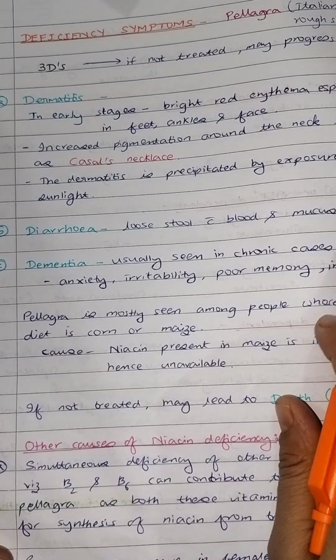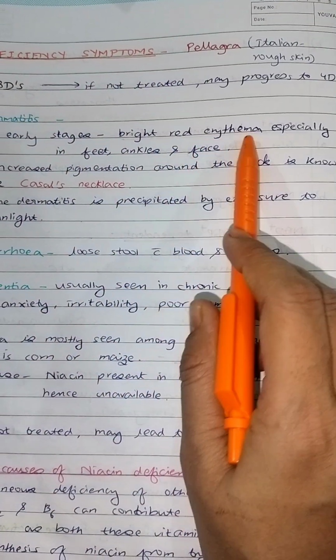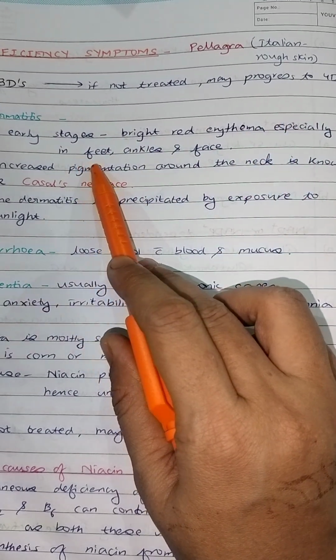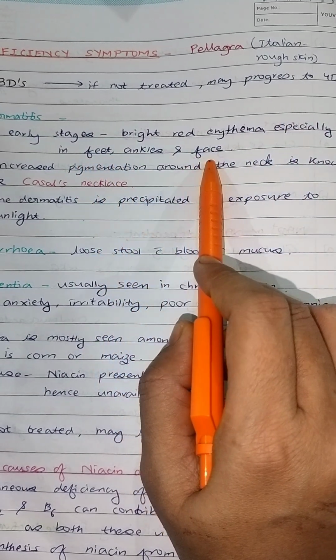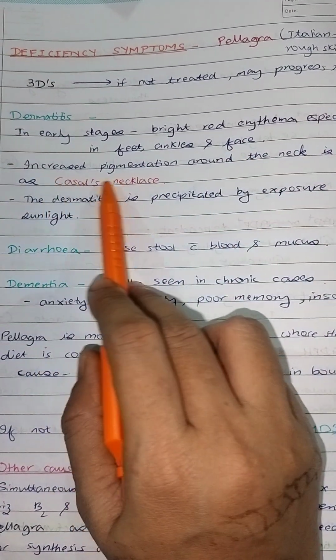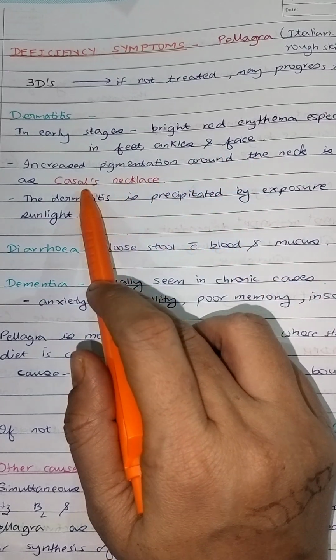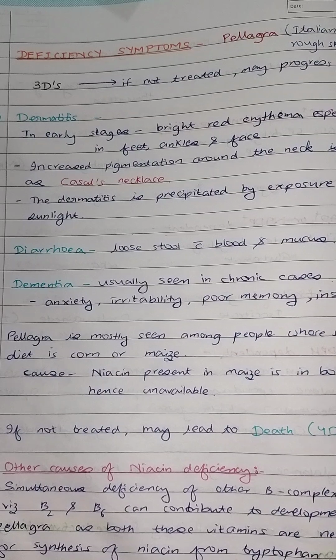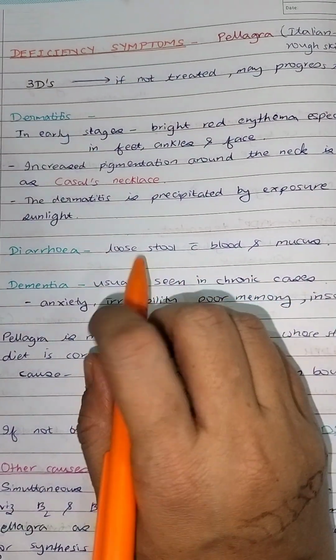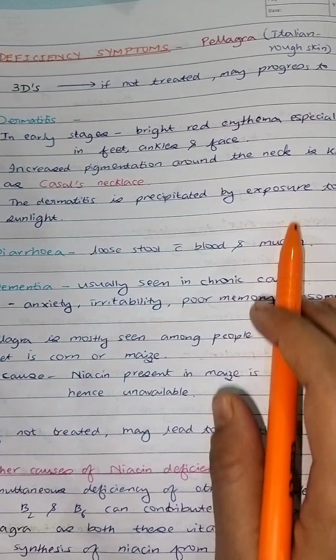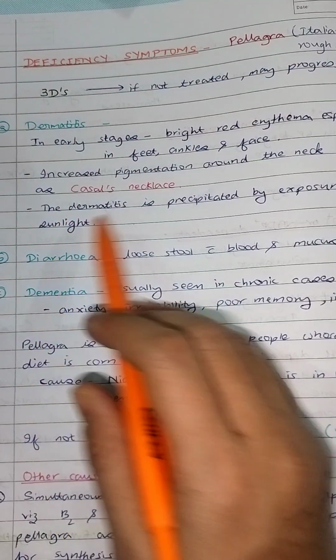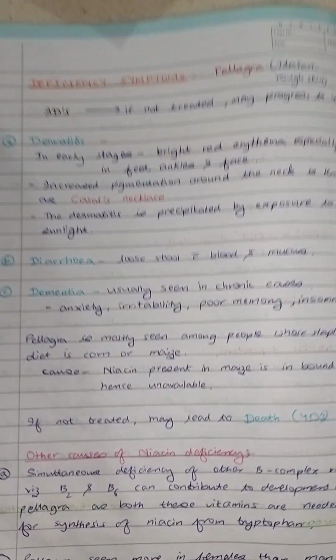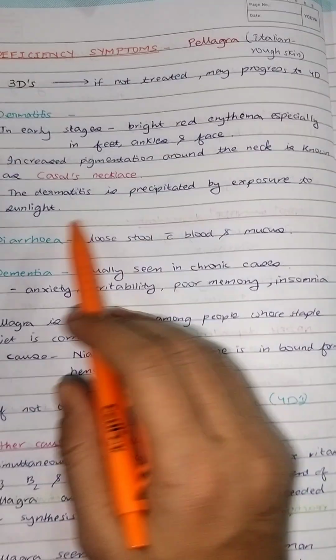What happens in early stages? There will be bright red erythema, especially in sun exposed parts like the ankle, feet, face and neck. The increased pigmentation around the neck is known as Casal's necklace, a dark band of pigmentation around the neck region like a necklace. The dermatitis is precipitated by exposure to sunlight, so the patient will be sensitive to sunlight.